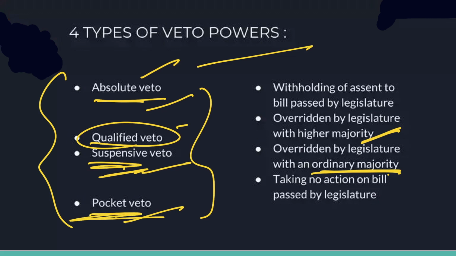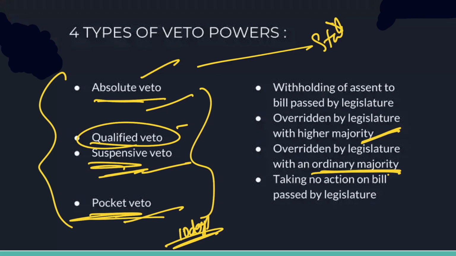In case of USA, the president has to return the bill for reconsideration within 10 days. And that is why it is said that the pocket of the Indian president is bigger than that of the American president. Veto power of a president over state legislation. The president has veto power with respect to state legislation also.